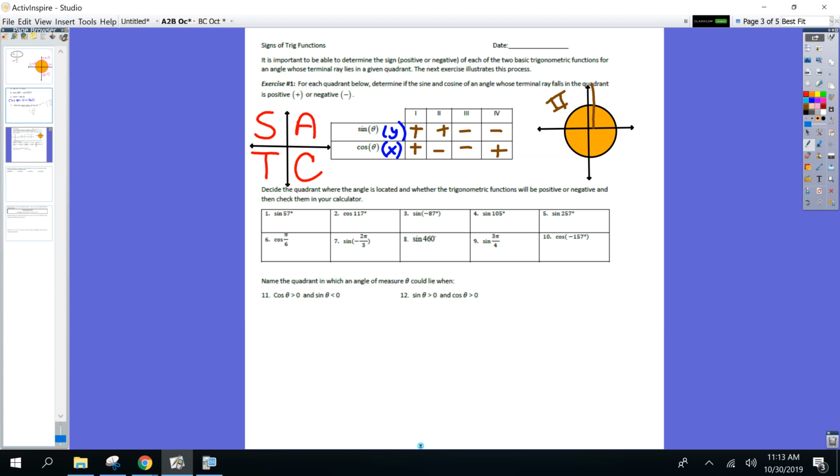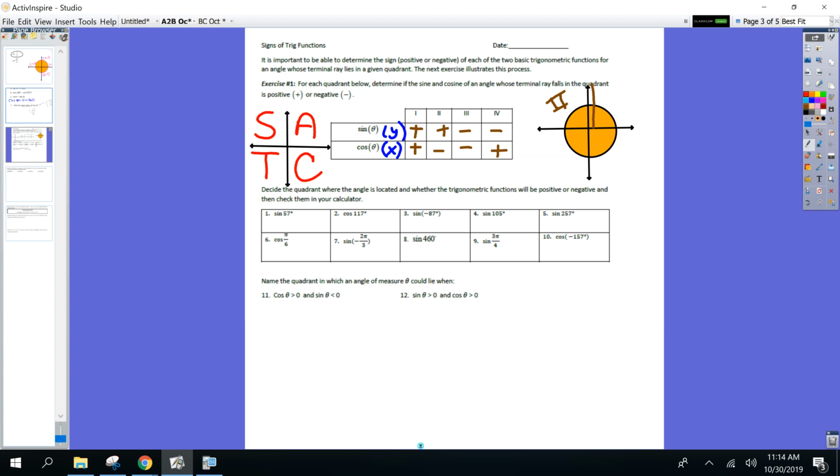Tangent is the only thing positive in quadrant 3, because look what we wrote. Sine and cosine were both negative there. So tangent's the only thing positive in 3. And what about 4? Cosine is the only thing positive in quadrant 4.